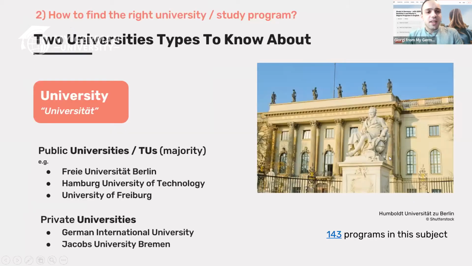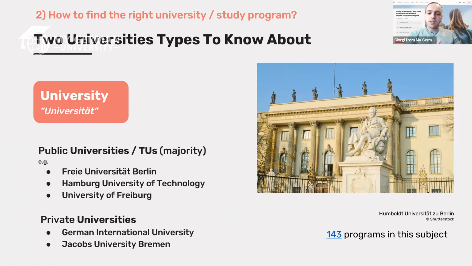And finally, I would like to tell you that there are at least two types of universities you should know about for now. The first type of university is Universität in German, or university. If you go to our Study Finder, by the way, you can filter for programs that are offered only by this type of university.